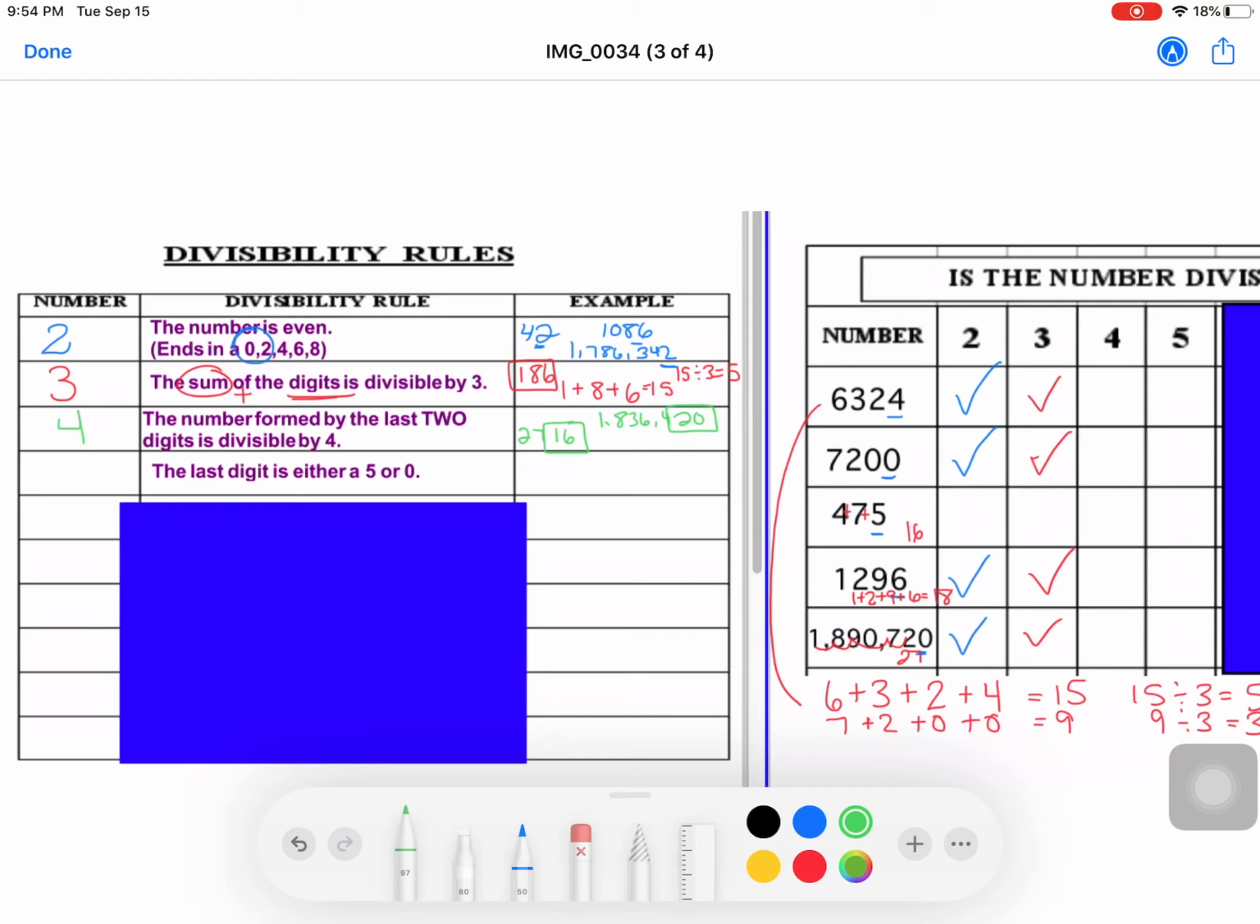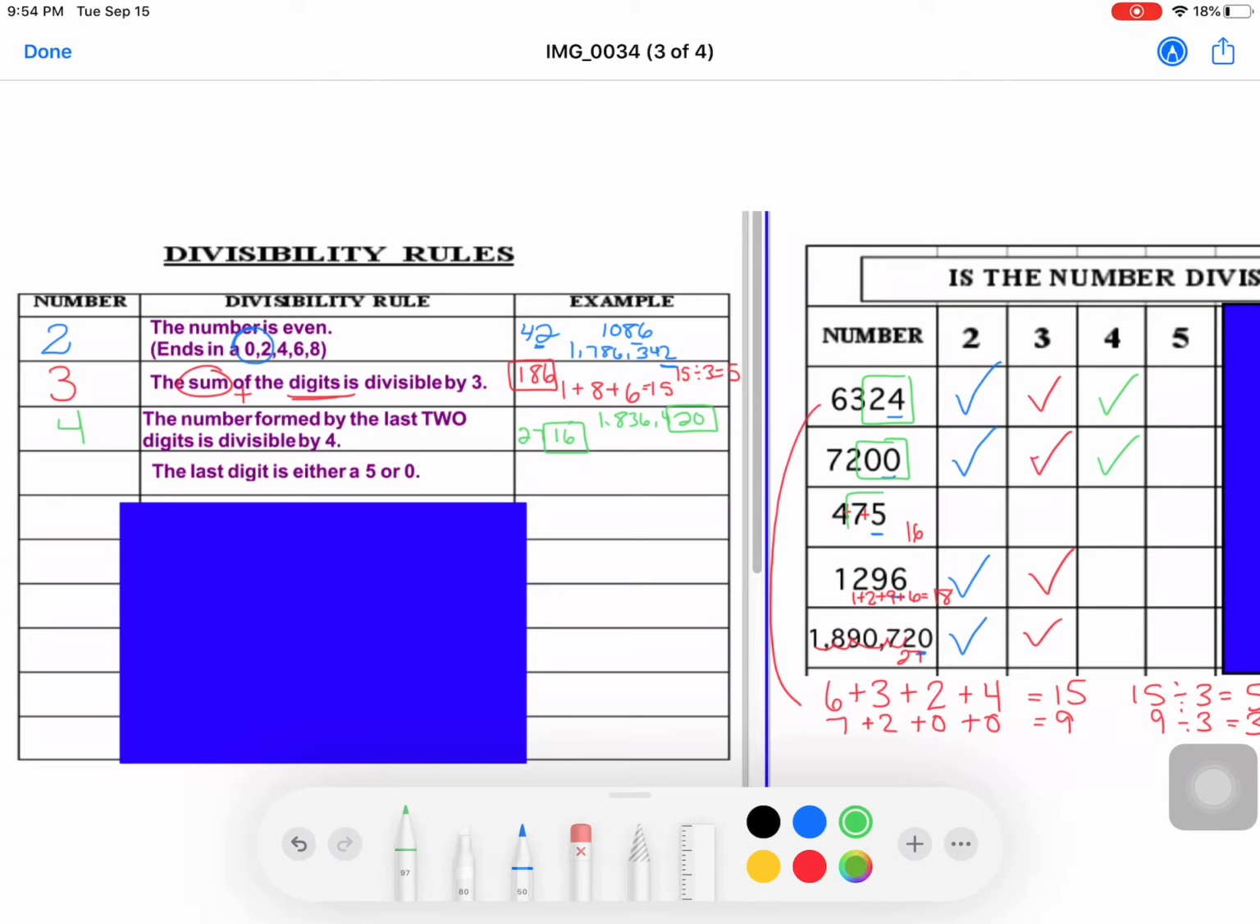So if I look at our examples, in the first problem the number formed by the last 2 digits is 24. Does 4 go into 24 evenly? Yep. So then I know 4 goes into that number. This gets a little tricky because the number formed by the last 2 digits here is 0. Does 4 go into 0 evenly? Some of you might say yes, some of you might say no. Technically, 4 goes into 0 zero times, and I guess that is an even amount. So we're going to say yes, that 4 goes into 7,200.